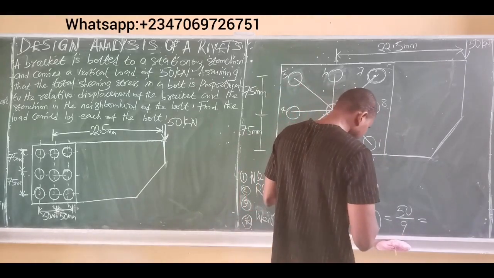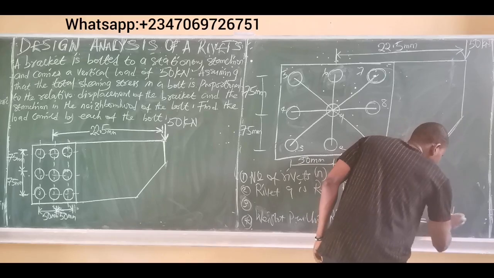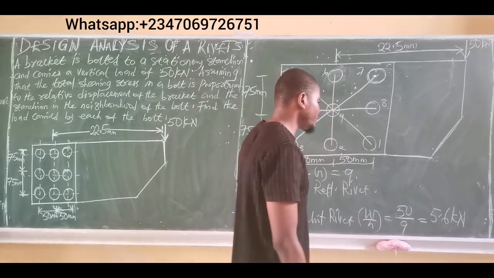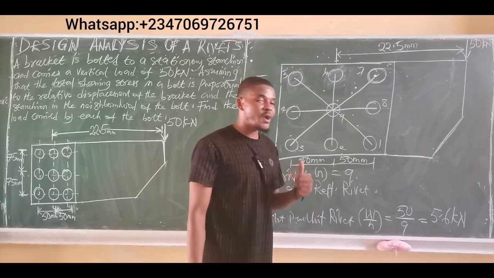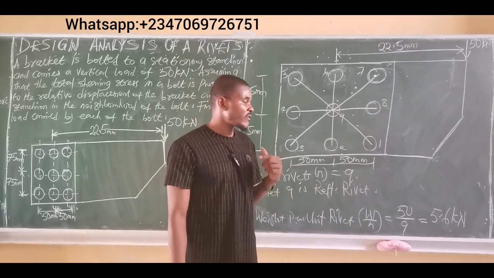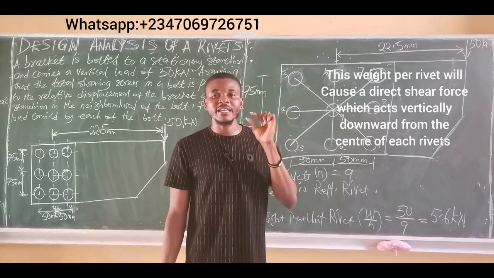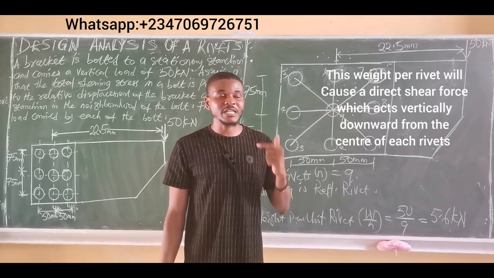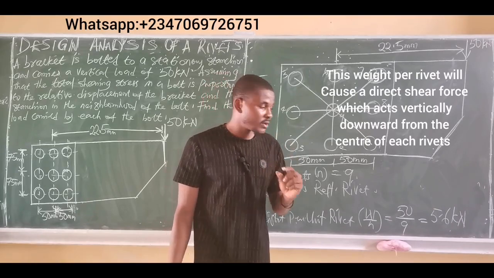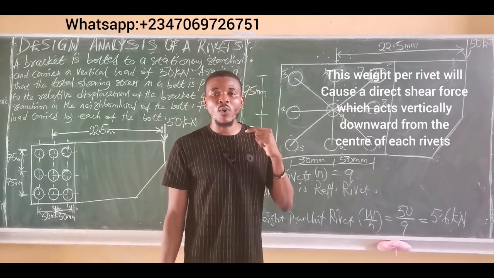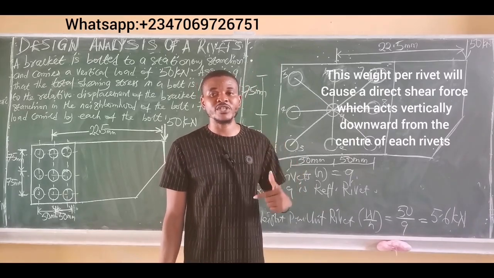Let's see what we are going to obtain. 50 divided by 9 simply gives us 5.6 kilonewtons. So this simply means that the weight carried by each rivet is 5.6 kilonewtons. Now, this weight per unit rivet will cause a direct shear force which acts vertically downwards from the center of each of the rivets.